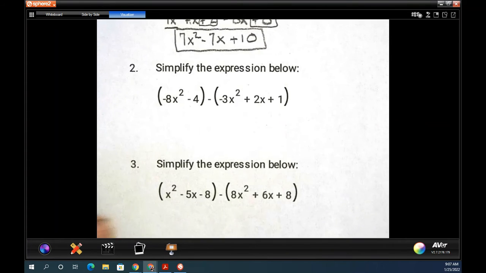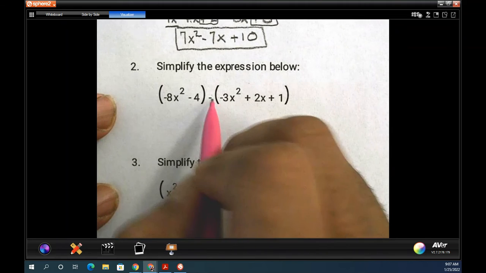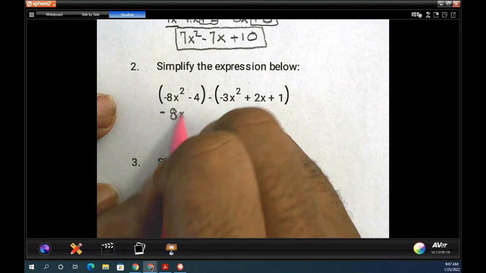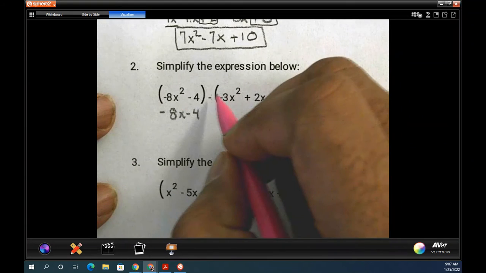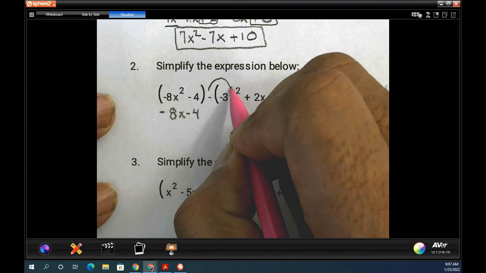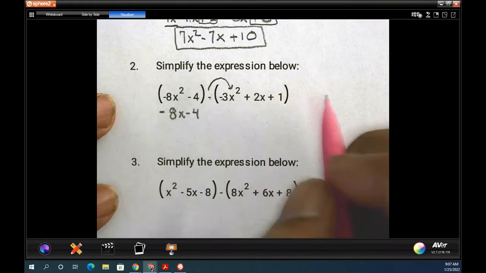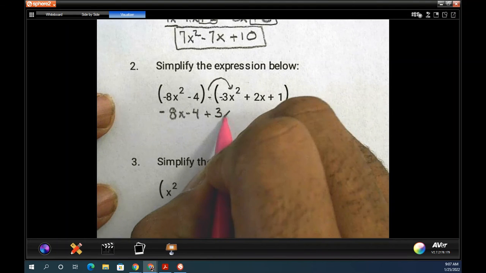Okay, let's look at number 2. Rewrite the left side. We've got subtraction, so it's negative 8x squared minus 4. Now we're going to distribute that negative. So that's -1 times negative 3x squared. Negative times a negative is a positive, so it's plus 3x squared.